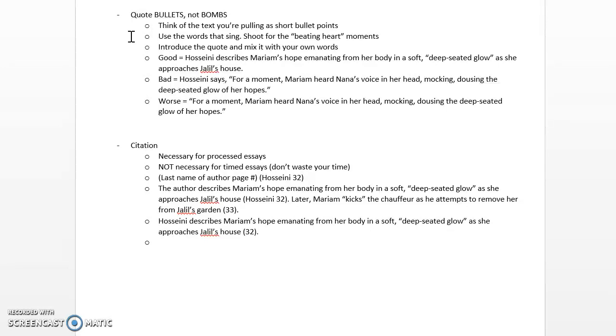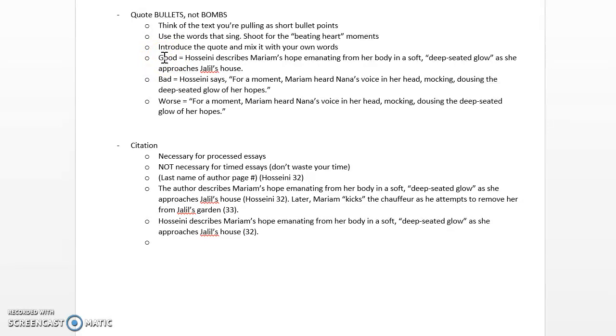What I mean by that is you want to shoot for the beating heart moments. What are the phrases that you read that made you stop short a little bit and think, wow, this really tells me something important about this character? Then you want to introduce the quote and mix it in with your own words. Here's an example. This would be a good way to cite evidence, or to quote evidence.